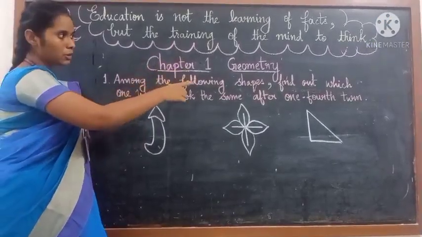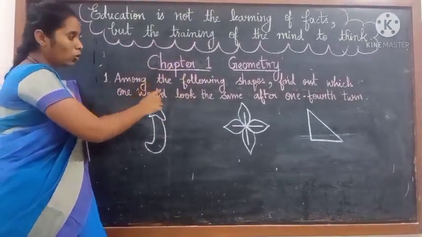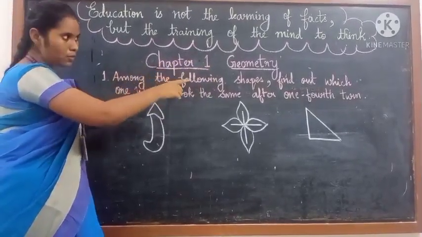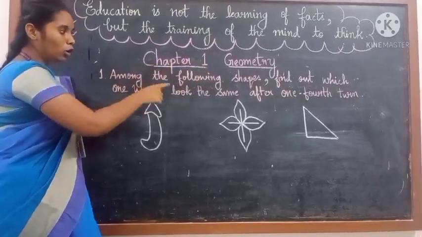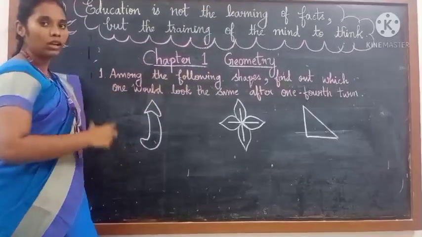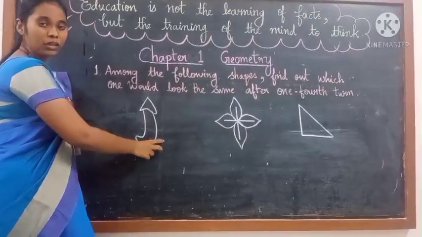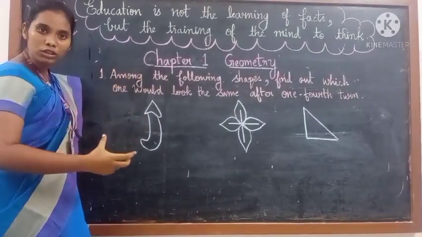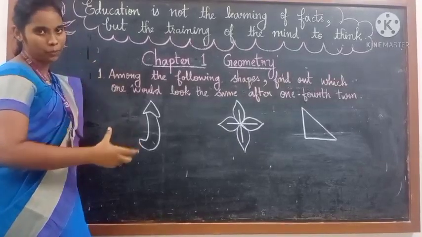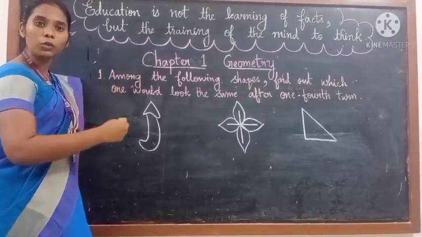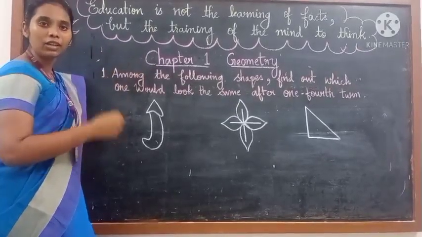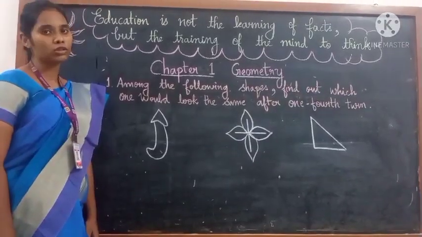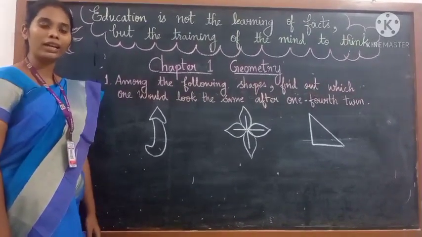Among the following shapes, find out which one would look the same after 1/4 turn. Now, for the given shapes, we have to turn 1/4 turn and find out whether the 1/4 turn and original position are looking same. If it is looking same, we are going to put a tick. If it is looking different, we are going to put a wrong. Are you ready, children? So we are going to twist the paper only one time.